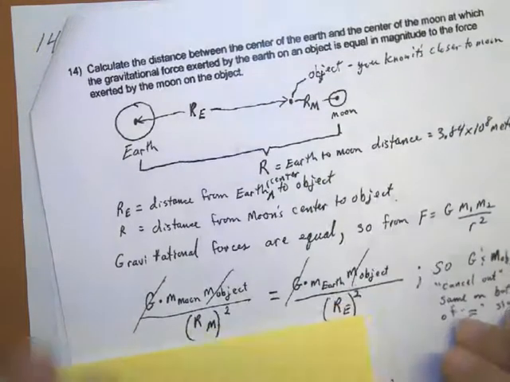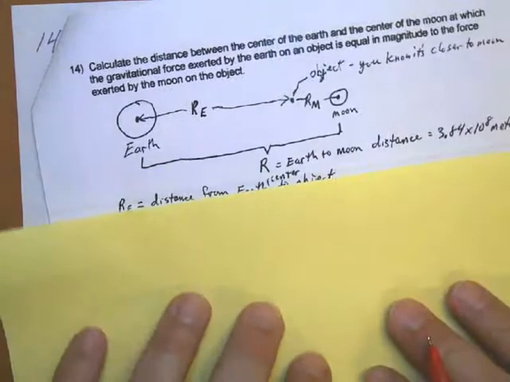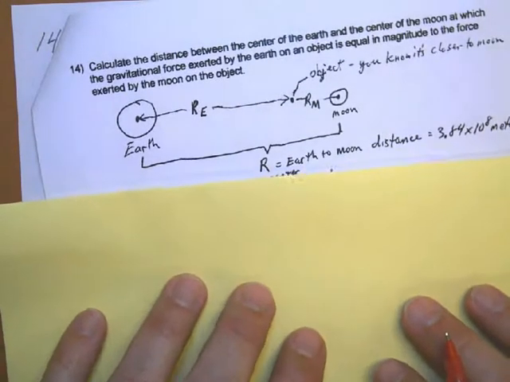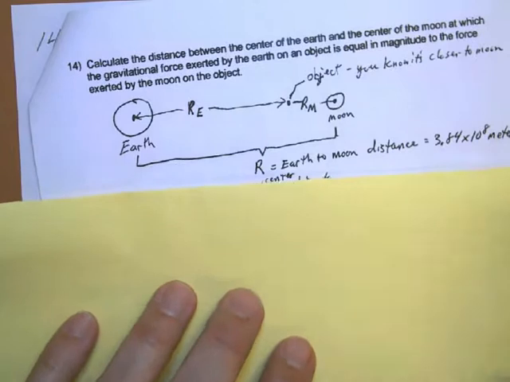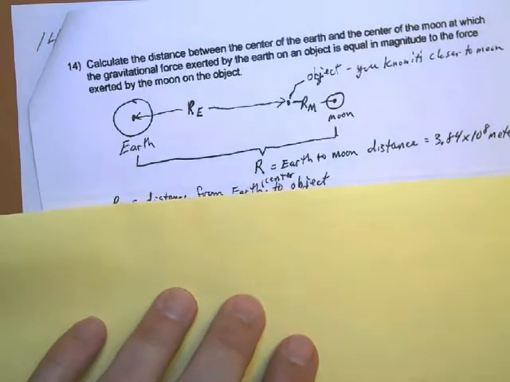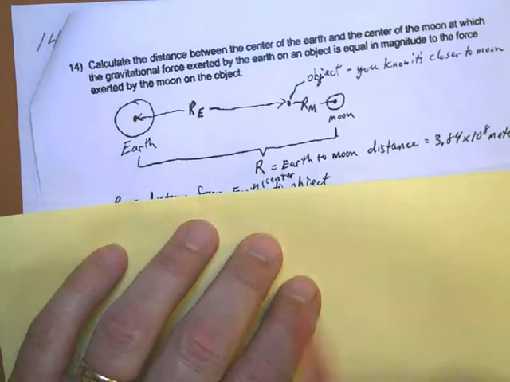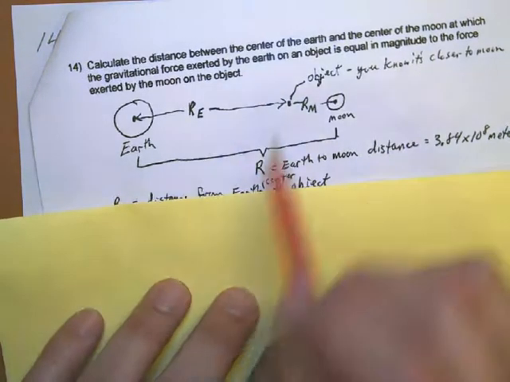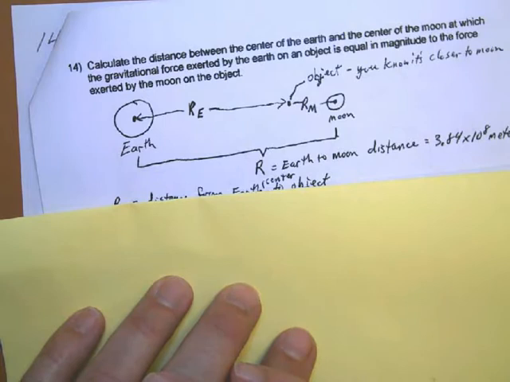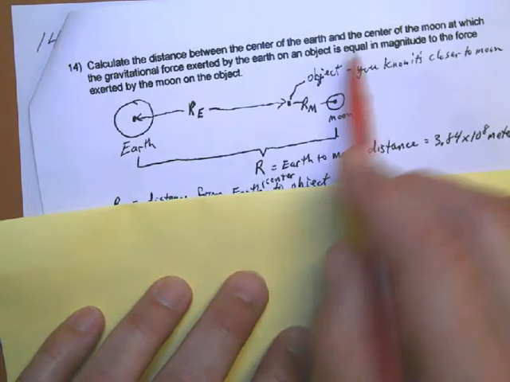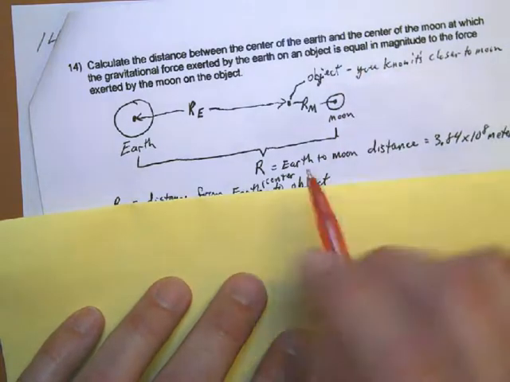Anyway, so it is impossible in my mind to do number 14 if you don't sketch out a diagram so you can keep straight in your mind what's going on. So we're asked to calculate the distance between the center of the Earth and the center of the Moon where the force of gravity from the Earth will be equal to the force exerted by the Moon.